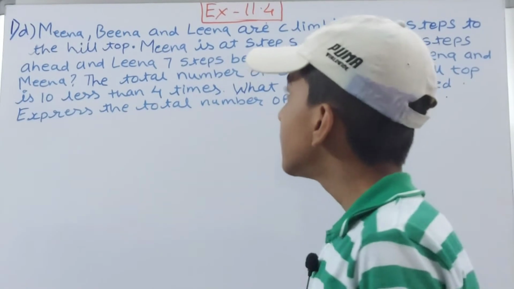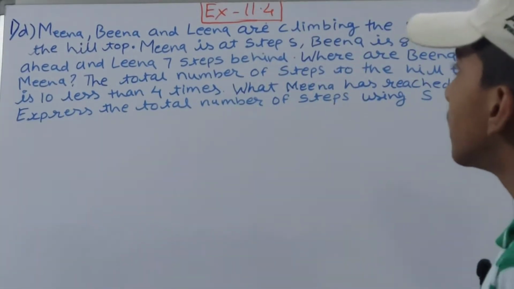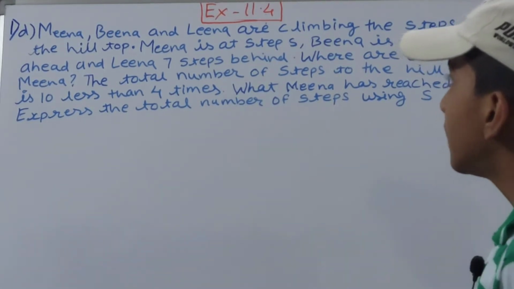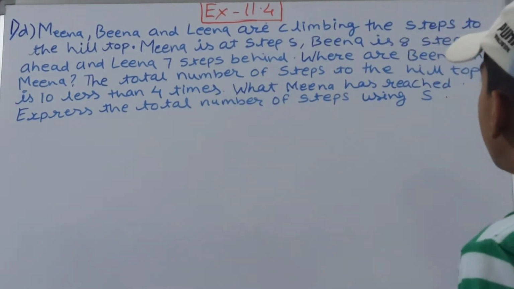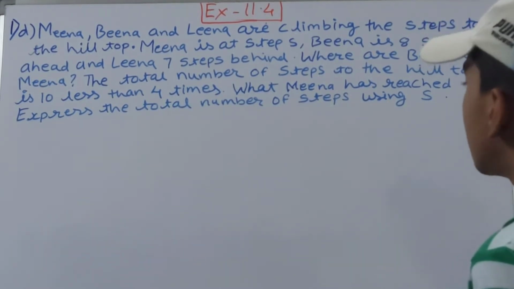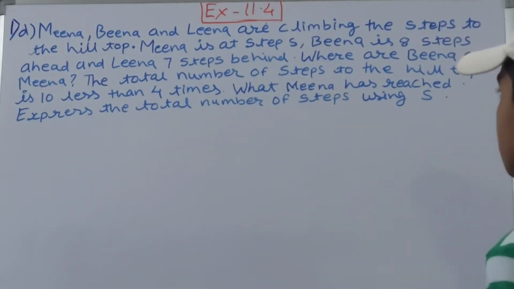Next part is Meena, Beena and Leena are climbing the steps to the hilltop. Meena is at step S, Beena is 8 steps ahead and Leena 7 steps behind. Where are Beena and Meena? The total number of steps to the hilltop is 10 less than 4 times what Meena has reached. Express the total number of steps using S.